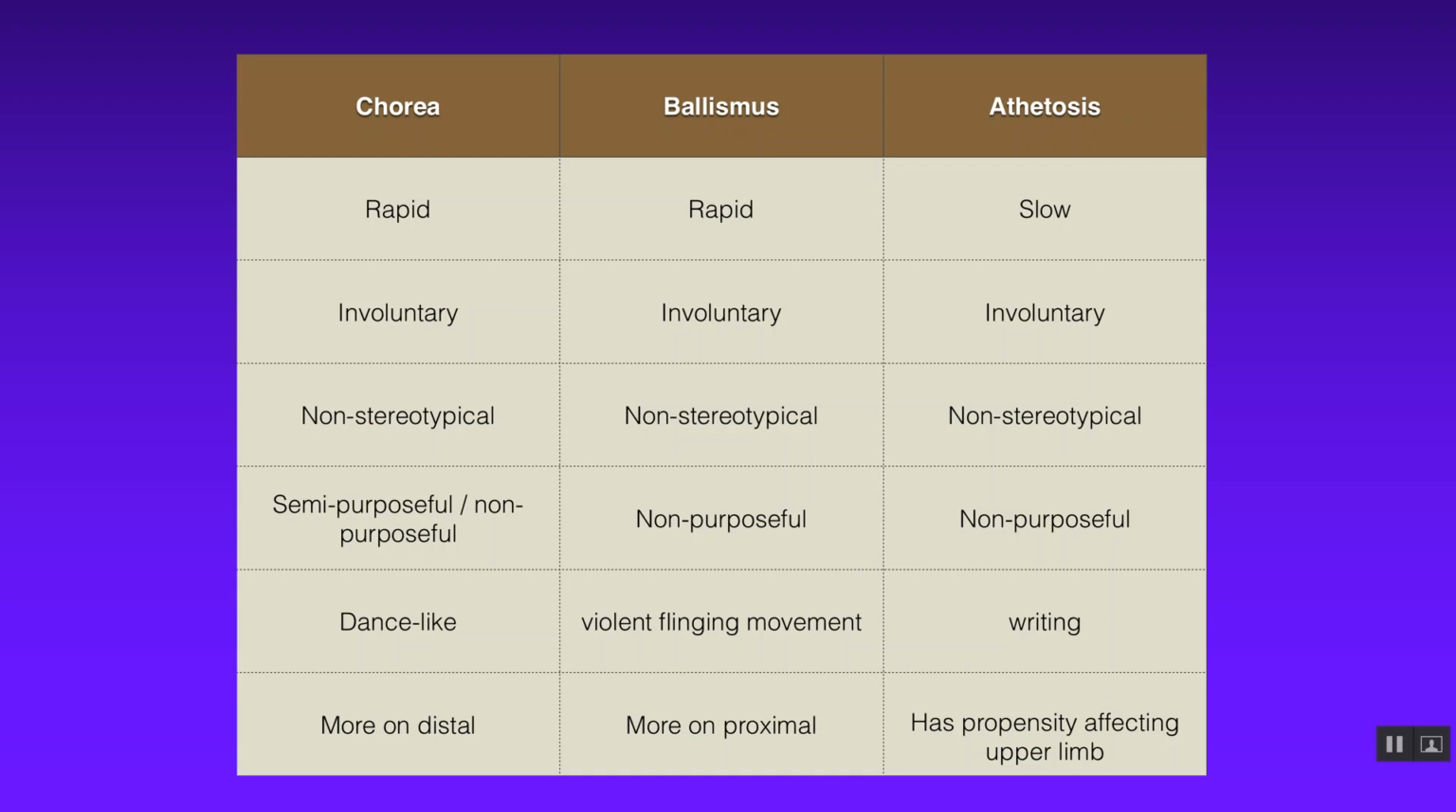Chorea is more distal. Ballismus is more proximal, even though the distal part of their limb is flinging, it's their shoulder girdle that's causing it to do that, or their hip that's causing their leg. And then athetosis has a much greater propensity to affect the upper limb. But you can see there's definitely some things that are in common. So looking for that thing that separates it out will help you decide clinically, when you're assessing somebody, what type of movement disorder they're displaying.